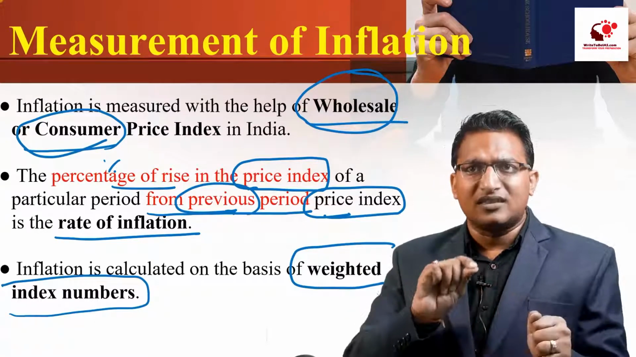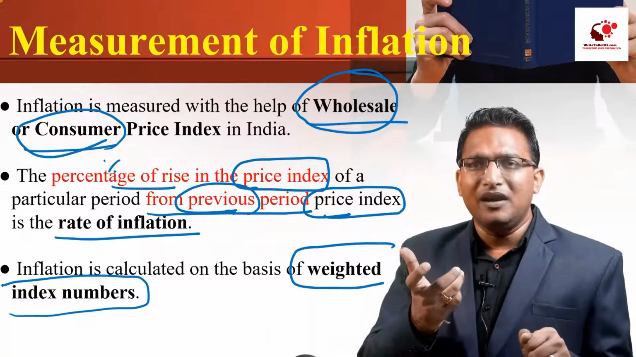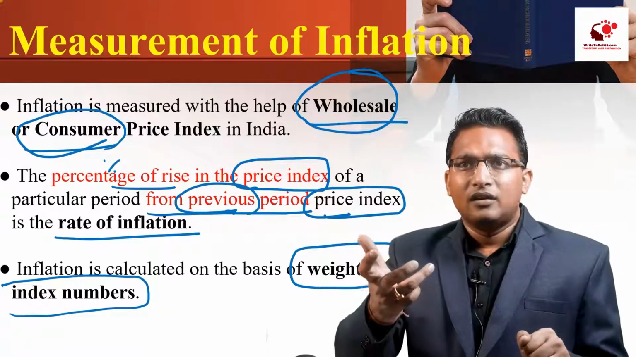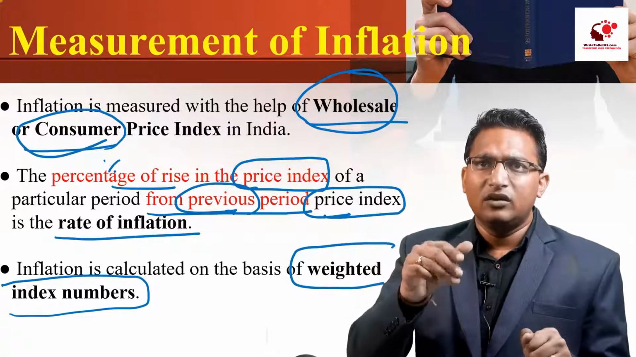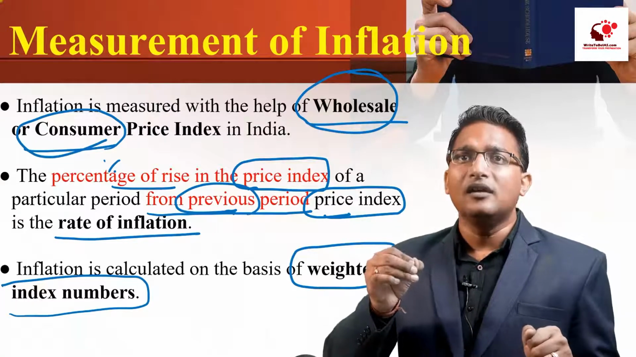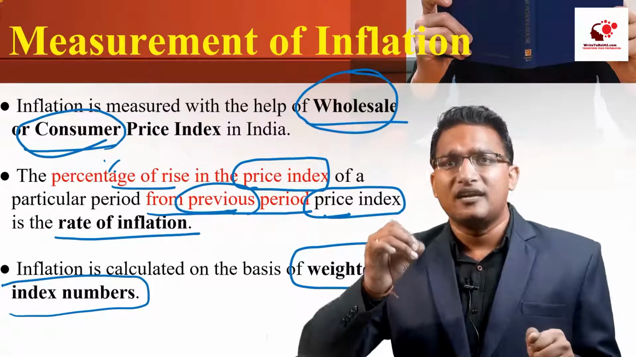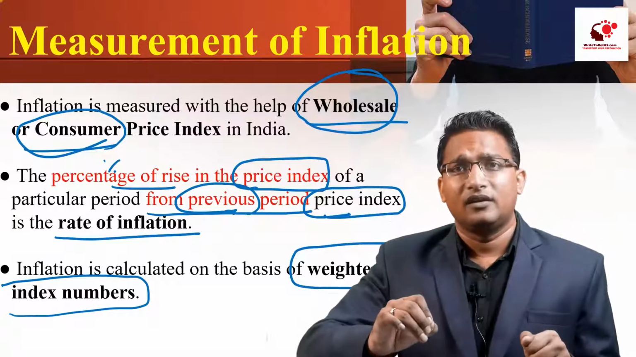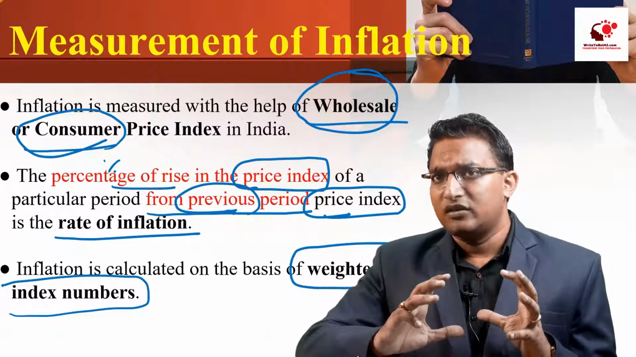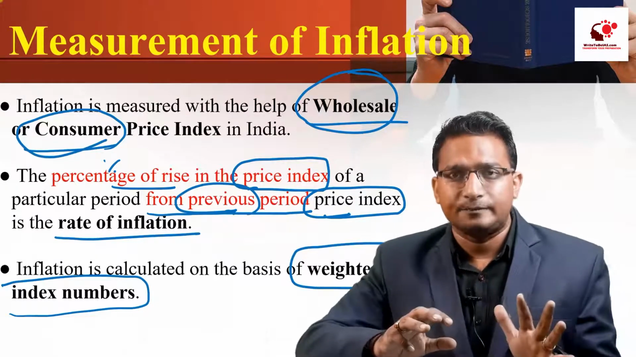So suppose there are thousands of items. Out of thousands of items, we will be picking maybe 500 items, 600 items, and those items will be such items which are used in day-to-day life, or which are holding a very high value, or for which the price volatility is very high. So those items will be representing the entire 1000 items.